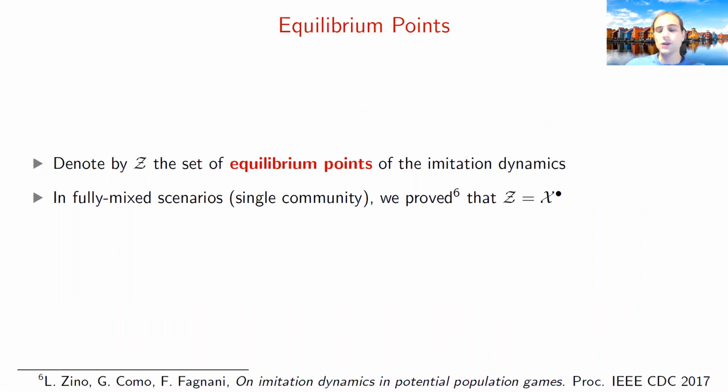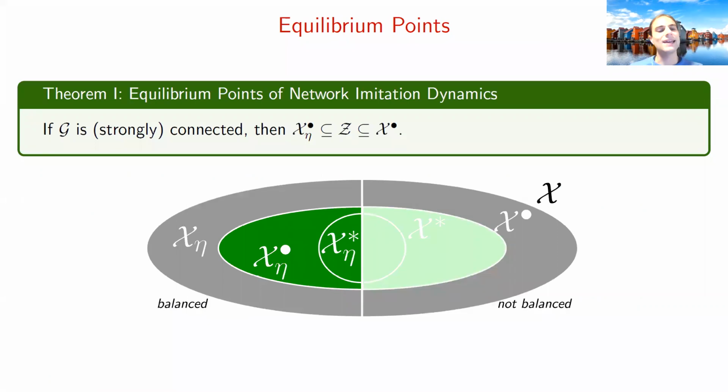to our results. So, first of all, we are interested in finding what are the equilibria of the dynamics. In the case of the fully mixed scenario, it's not so difficult to prove, and we did it in a preliminary result, that the set of equilibria coincides with the set of restricted Nash. However, the presence of a community structure makes everything a bit more tricky. But what we can find is that if the graph G is strongly connected, then all balanced restricted Nash are equilibria of the network imitation dynamics. And the equilibria of the network imitation dynamics are a subset of the restricted Nash. Basically, this dark green region of balanced restricted Nash are all equilibria, while this light region may be equilibria or not. And in the gray region, we cannot have equilibria.